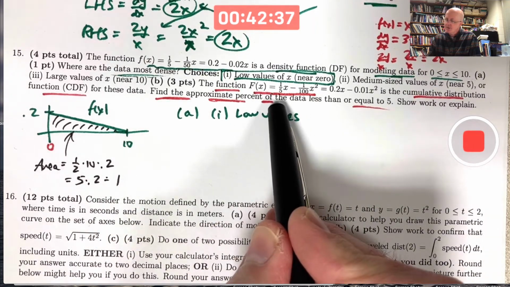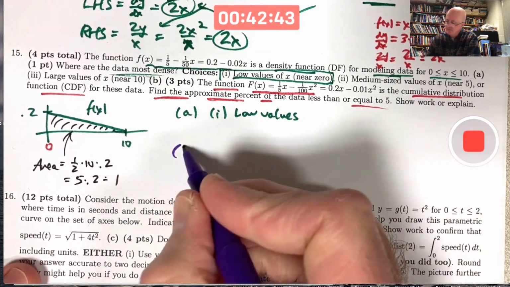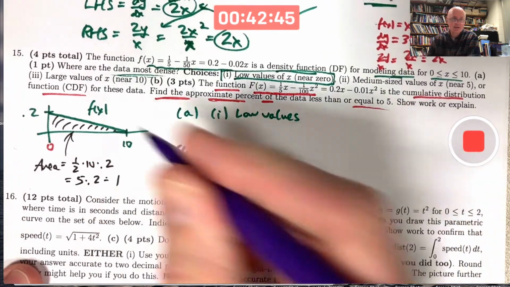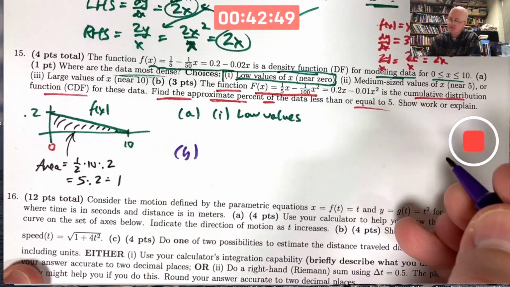The approximate percent of data less than or equal to 5, it turns out, is going to be the integral of this density function up to 5, from 0 to 5.